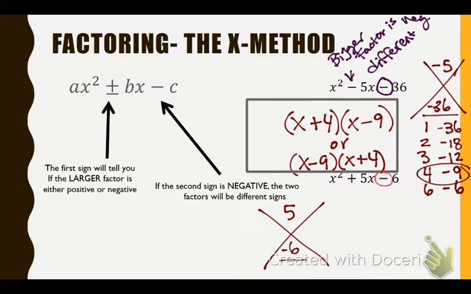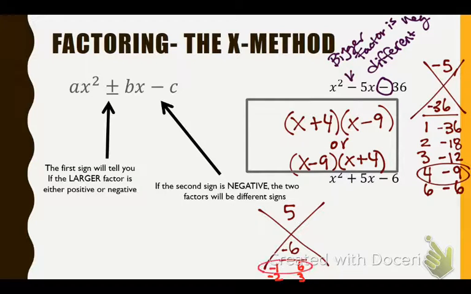Are my signs going to be the same or different? Different. And the bigger factors should be positive. So you should have negative 1 and 6, negative 2 and 3. Which of these add up to 5?